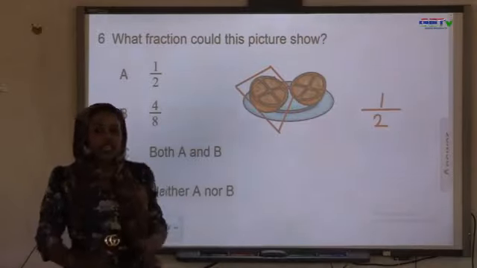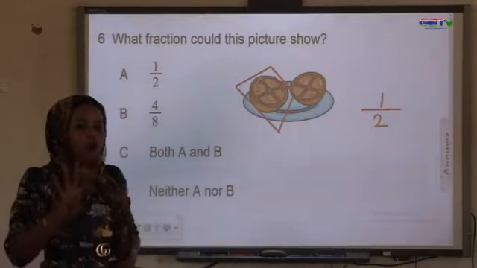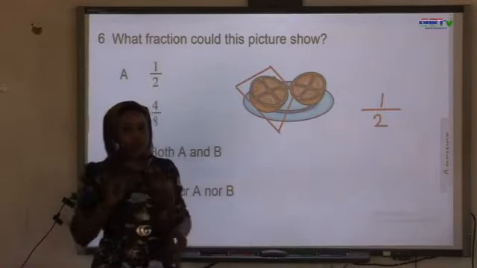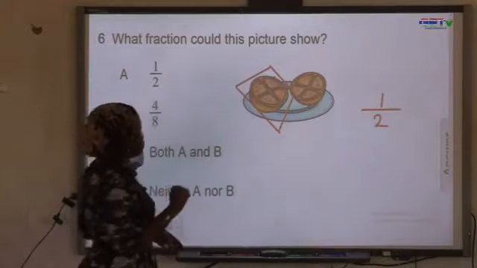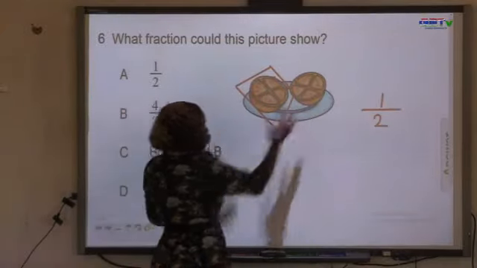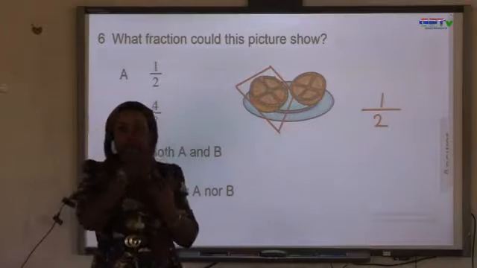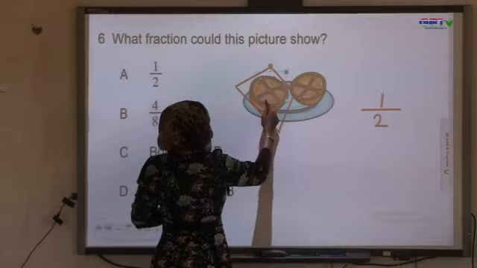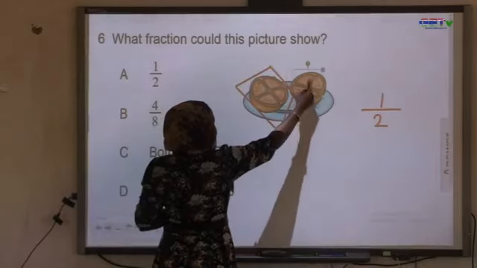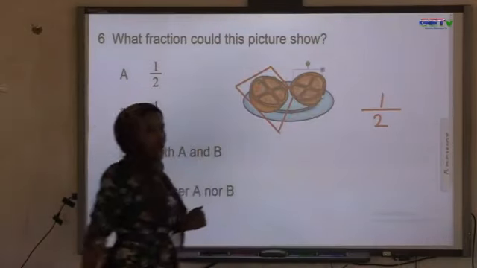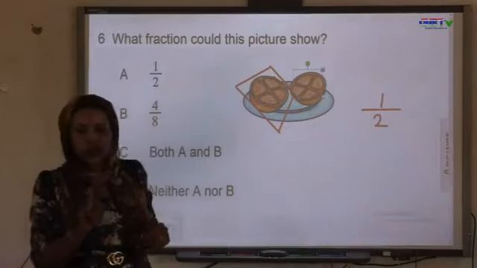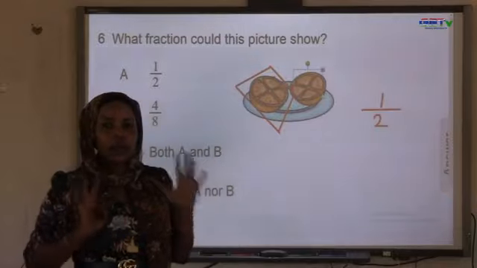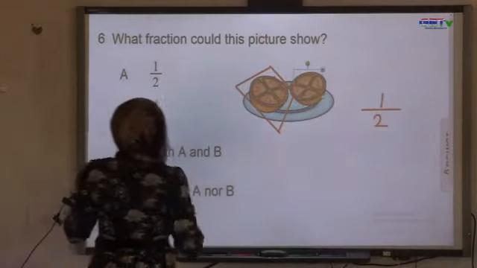So each half is divided into how many parts? 4 parts. Now what is the total number of parts, the equal parts that we have? It is going to be the 2 halves put together and the parts that they are divided into. Can we count? 1, 2, 3, 4, 5, 6, 7, 8. So the 2 halves are further divided into 8 equal parts.